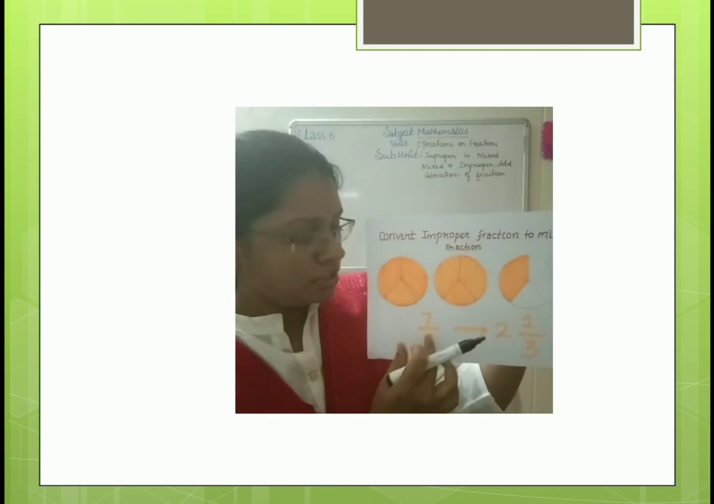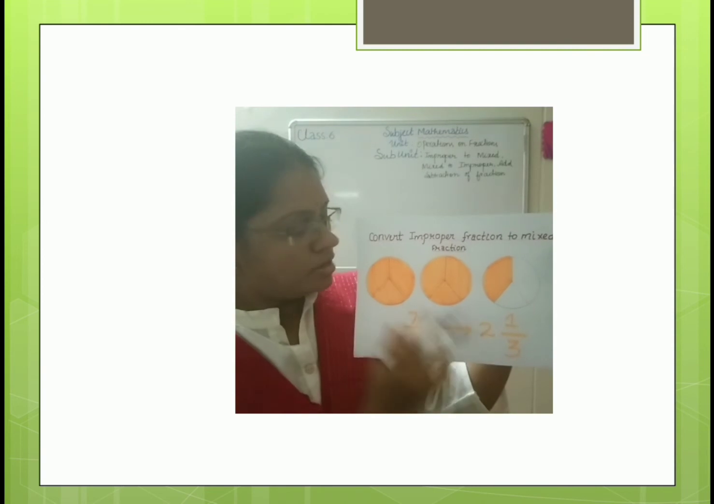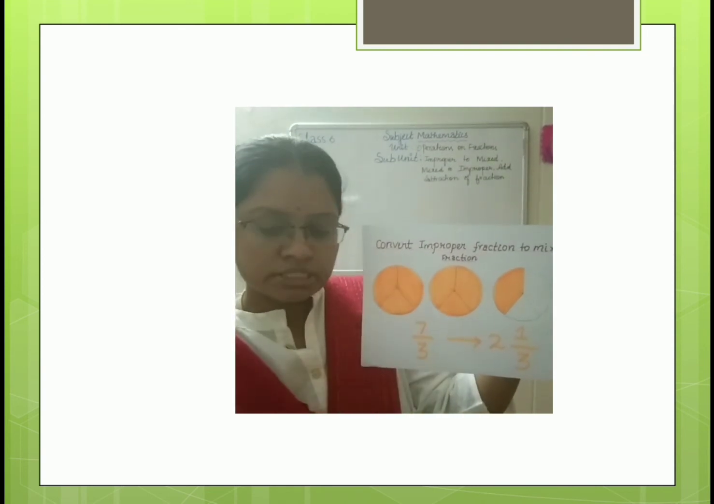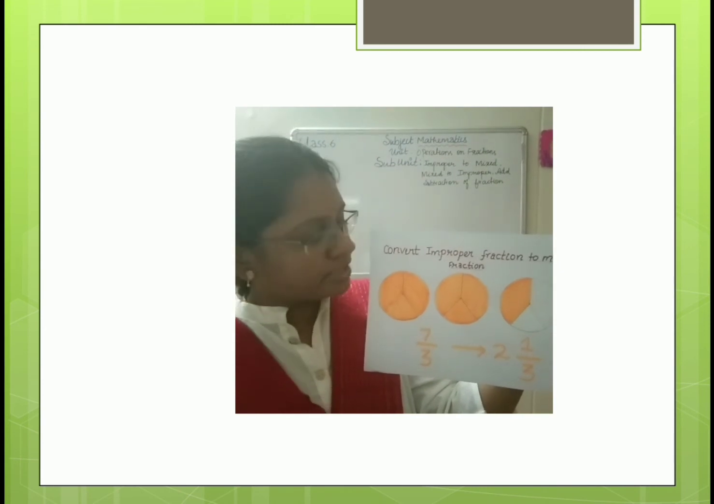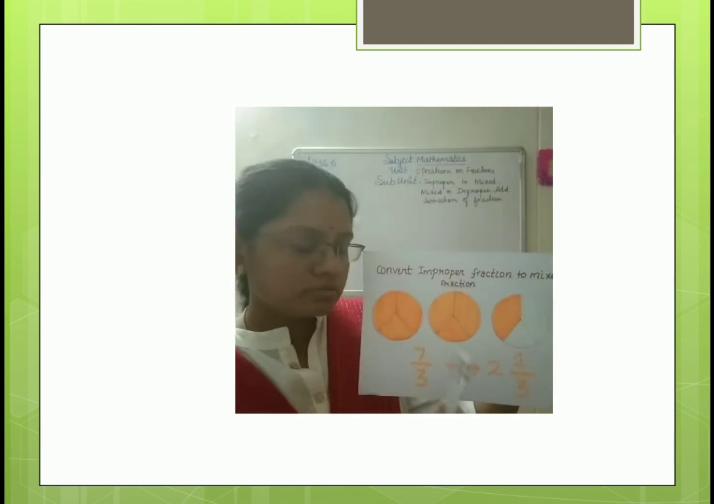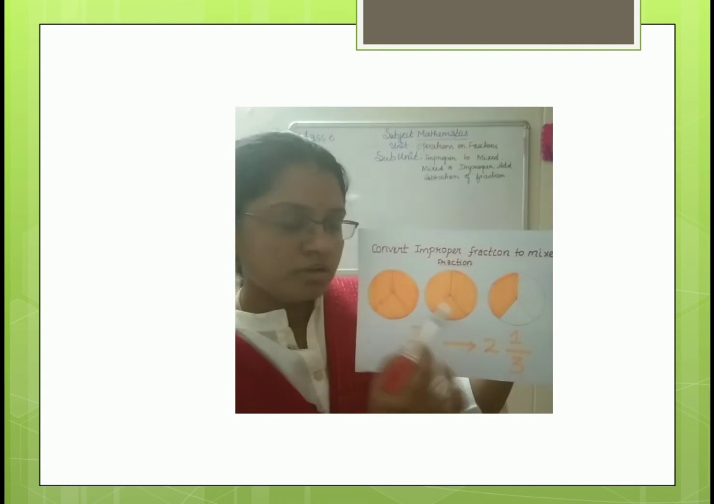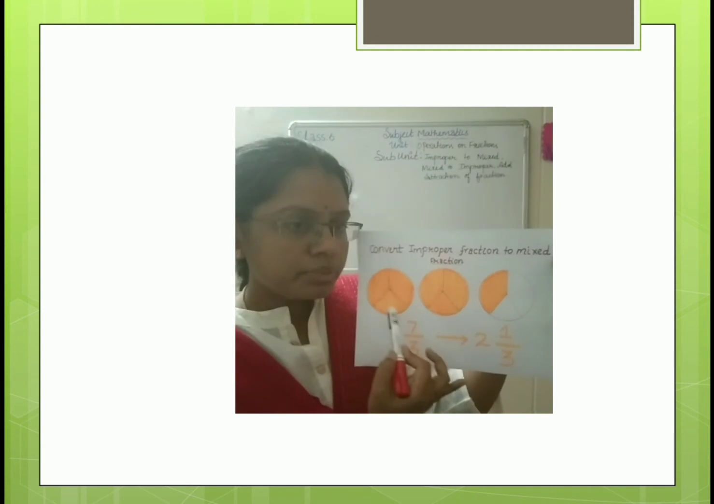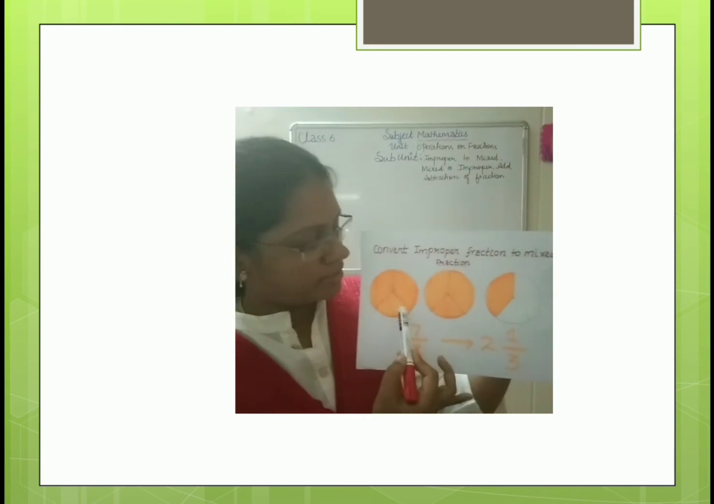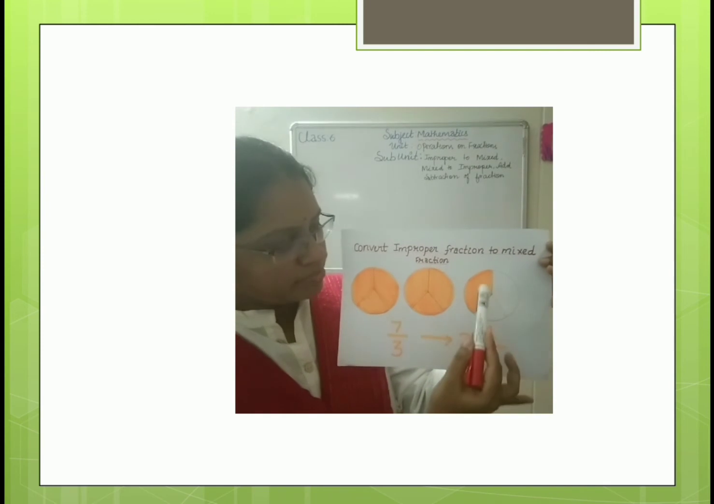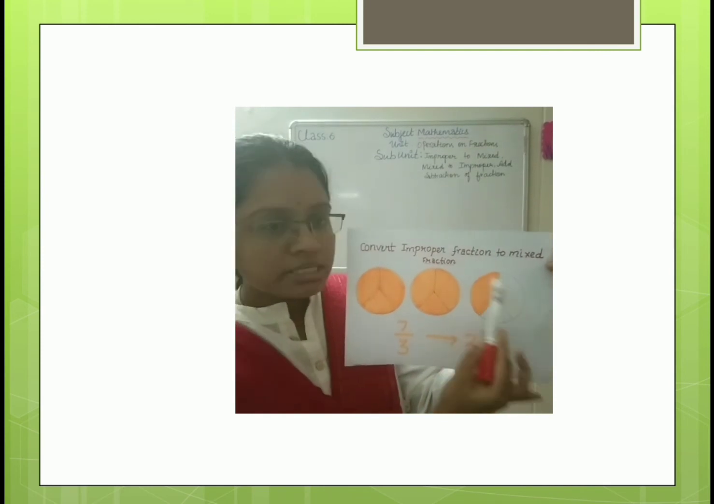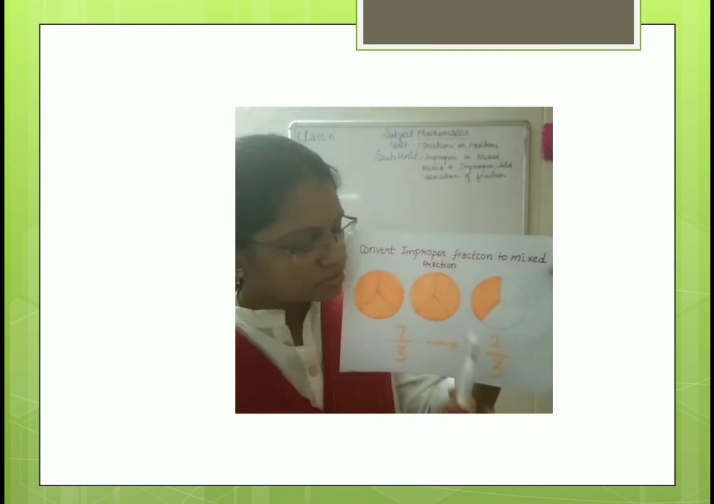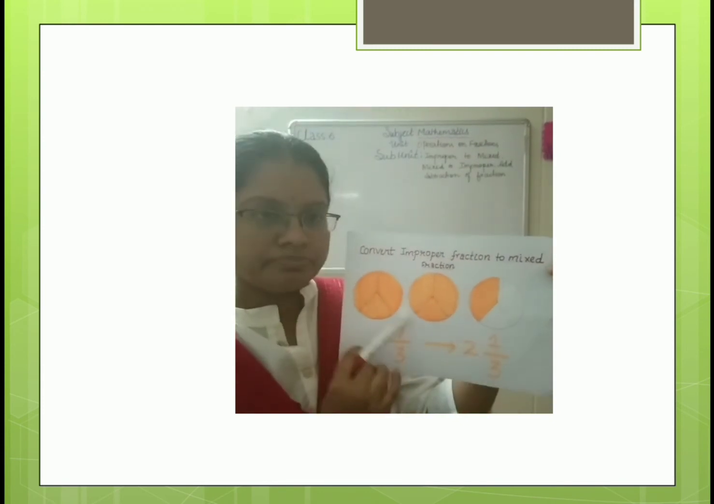Now how many whole parts are there? 1, 2. These are the 2 whole parts. Here there are 2 whole circles that are shaded, and we can take each as a single unit: 1, 1, 2. Plus, here from the 3 parts only 1 part is shaded. So how are you going to represent this? 2 and 1 by 3. This is how we represent it as a mixed fraction.